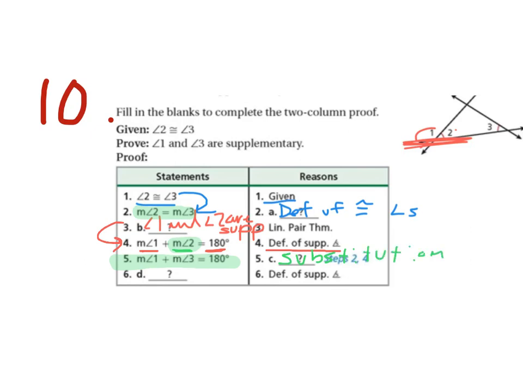And then for D, we know we're using the definition of supplementary angles. So we know that two angles that add to give you 180 are supplementary angles. So we can say that angle 1 and angle 3 are supplementary angles. And that is our proof.